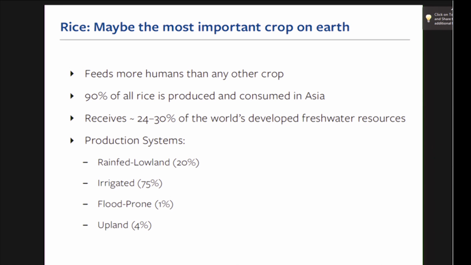It's produced mostly in irrigated systems, so think pumping of water or water coming in through surface water irrigation channels. Those are the high-yielding environments, and we'll make a distinction between that system and the others in a second. And the rest of the rice comes from rain-fed lowland, flood-prone, and upland systems. These are mostly low-productivity, rain-fed systems where the yields are significantly lower, but a lot of that rice is subsistence rice where people grow it to actually eat it and survive.